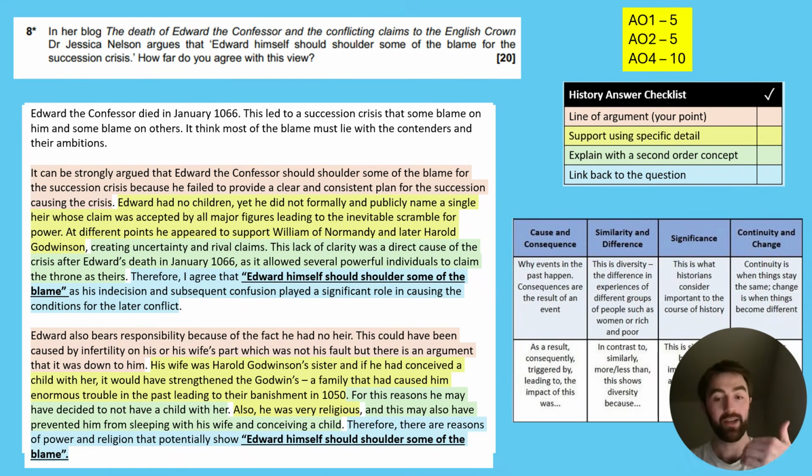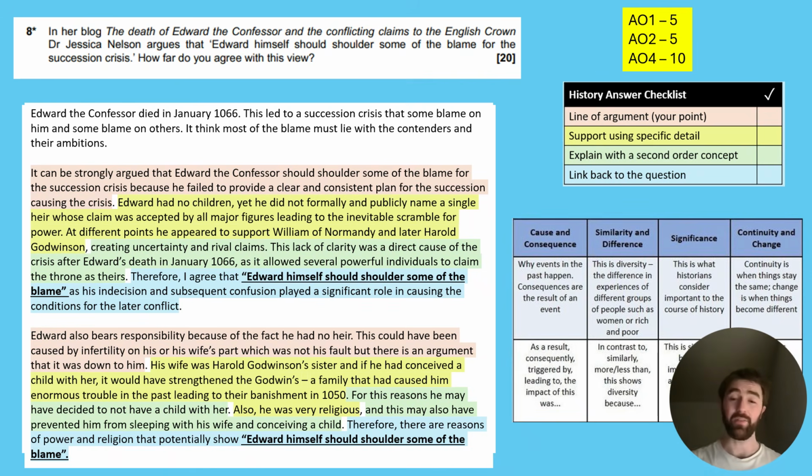So what I've done there is I've edited it. Therefore I agree, and I've got a quote, therefore I agree that Edward himself should shoulder some of the blame, as his indecision and subsequent confusion played a significant role in causing the conditions for later conflict. Brilliant. There you go. That will get AO4 marks because you're referring to the key terms using the question. And then in that second paragraph, once again, in that link back to the question right at the end, therefore there are reasons of power and religion that potentially show Edward himself should shoulder some of the blame. That's going to hoover up the AO4 marks.